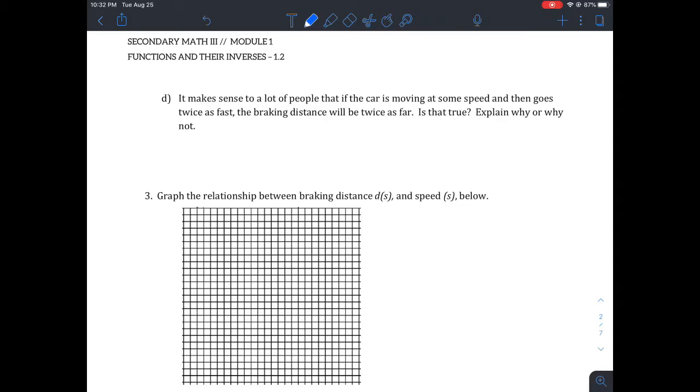All right, so for D it says it makes sense to a lot of people that if the car is moving at some speed and then goes twice as fast, the braking distance will be twice as much. Is that true? Explain why or why not.